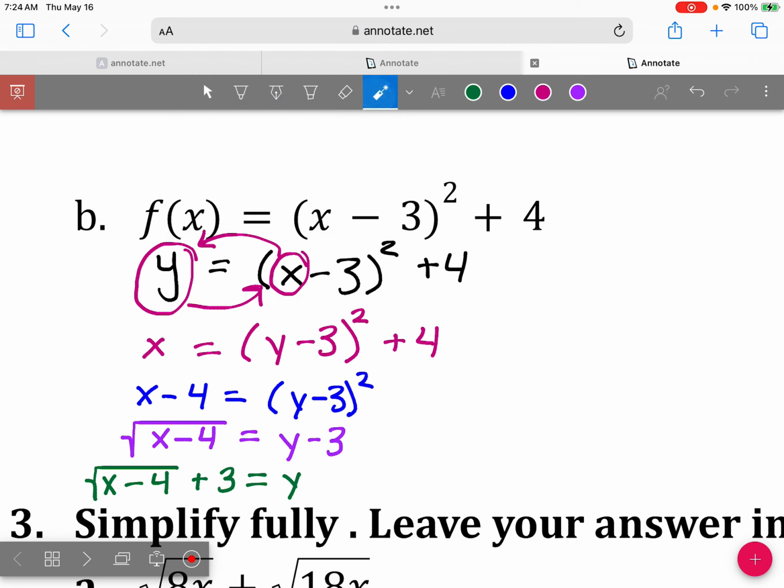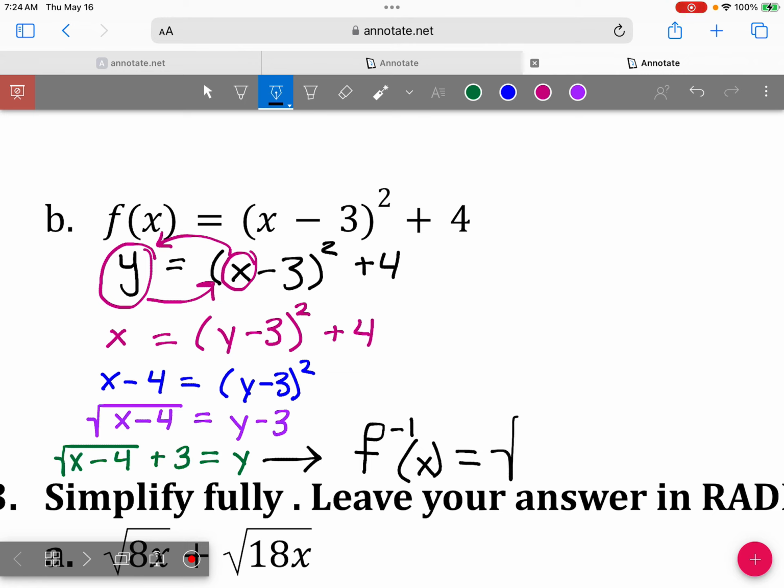And then since our very first step was to switch our f of x for a y, let's go ahead and switch it back to our inverse notation, where we have f inverse, so to the power of minus 1, of x is our function rule that we have, our square root of x minus 4 plus 3.